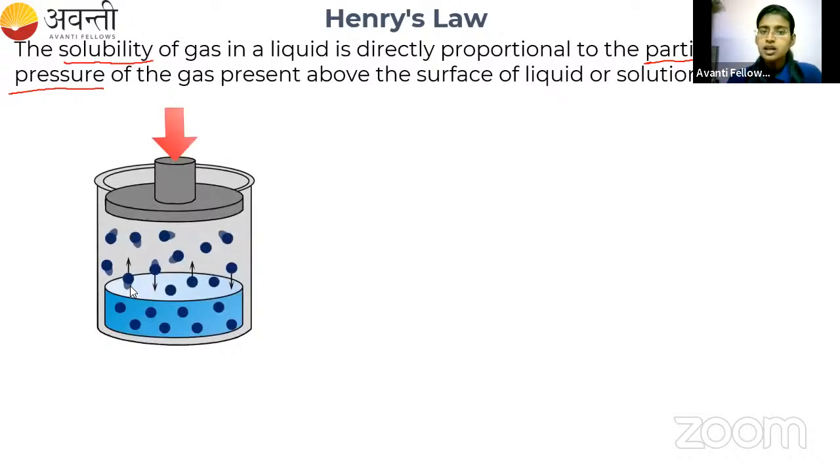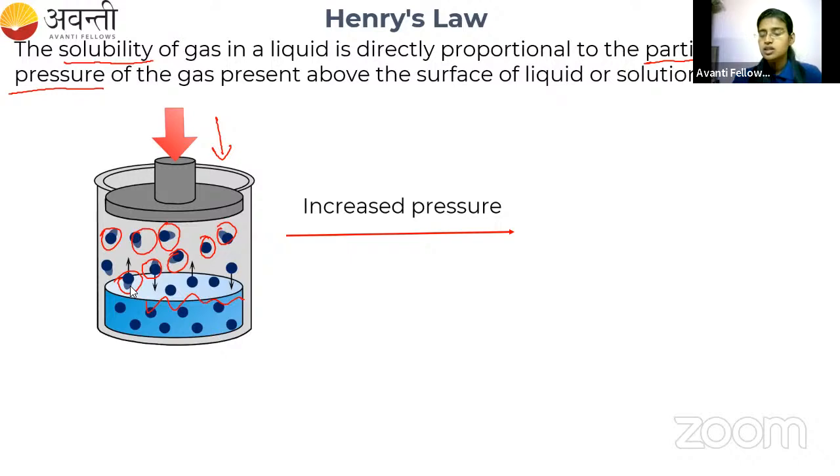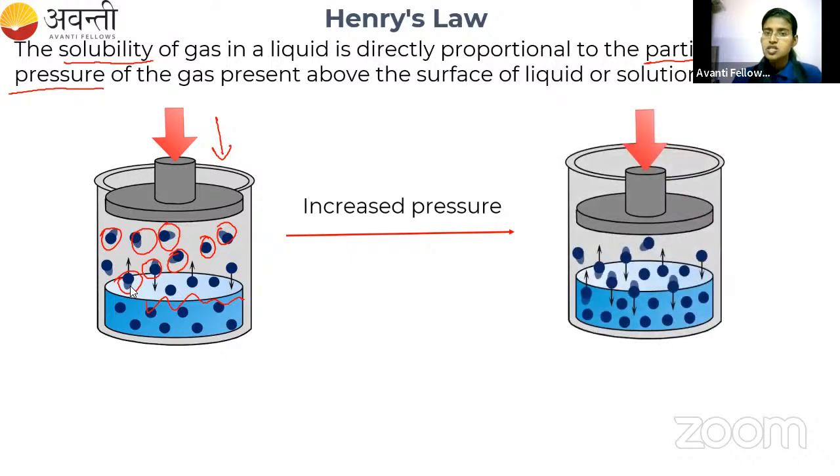Here you can see I have some liquid molecules in the container, and I'm putting some gas molecules inside this container. Now I'm giving some pressure using a piston, which is used to apply pressure. If I give pressure to the gas and liquid solution, what will happen on increasing the pressure? What do you think? Solubility will increase. So that is what this statement says: solubility of a gas in a liquid is directly proportional to the partial pressure of the gas.